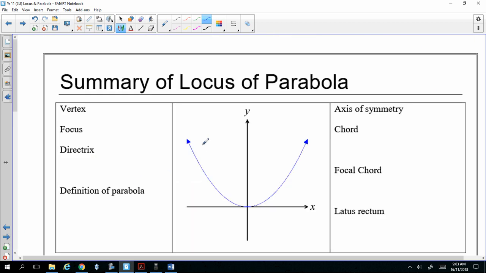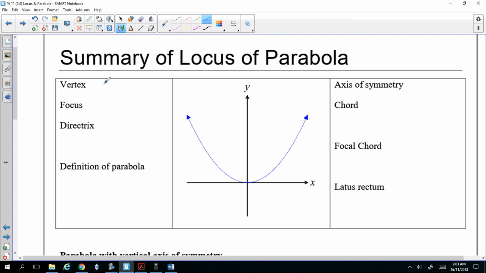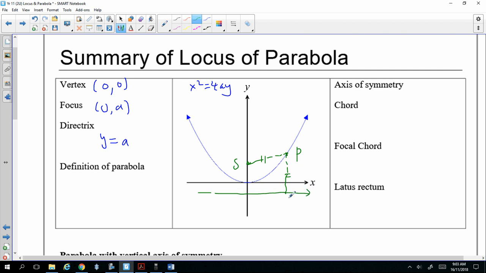So we know that the vertex is at 0, 0. Focus is 0, a. The equation is x squared equal to 4ay. Directrix y equal to negative a. Definition of parabola. Let's use a green pen. The geometric definition is that the set of points such that it's equidistant from the focus and the directrix. So the definition will be PS equal to PB, right? So it's like distance, equidistant from a point and a line.